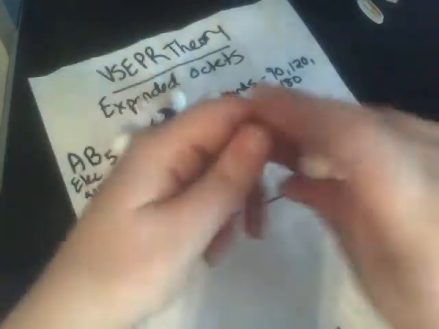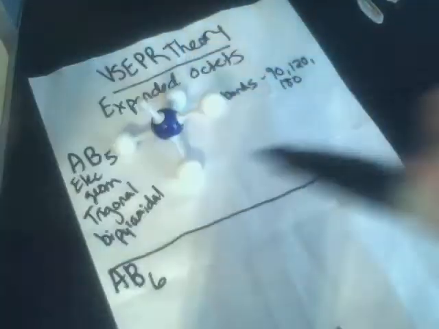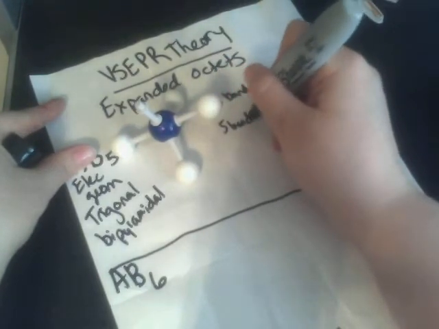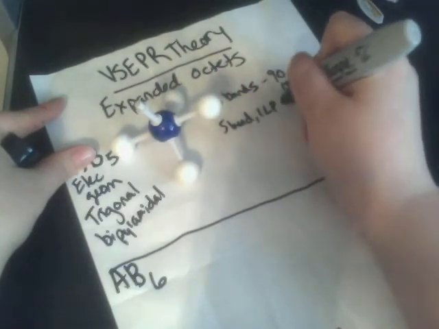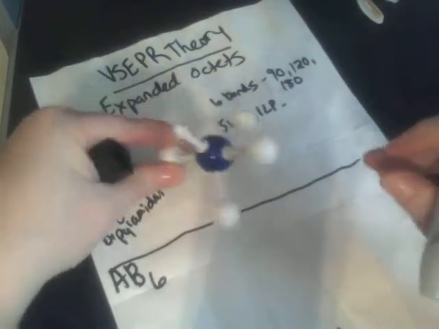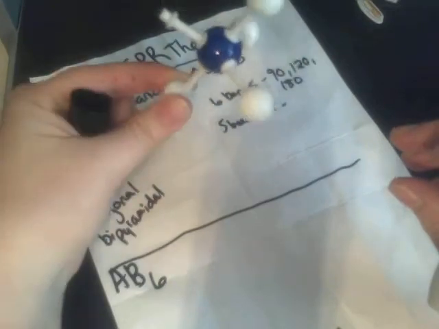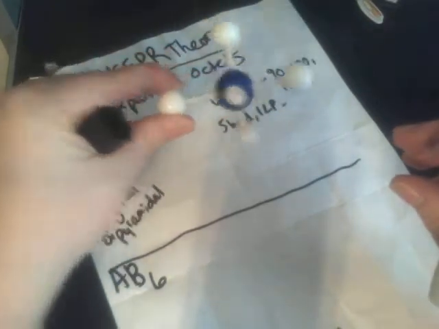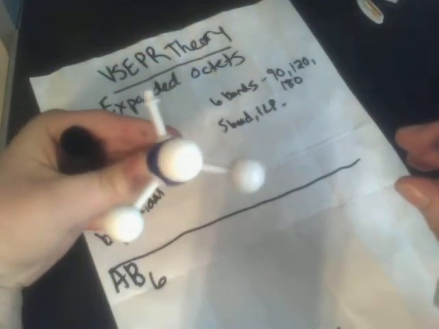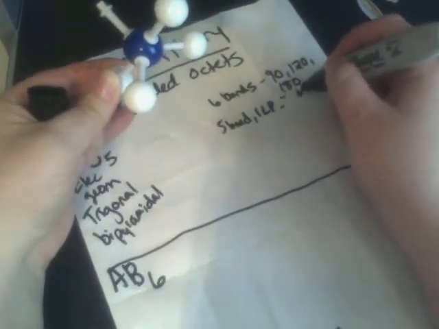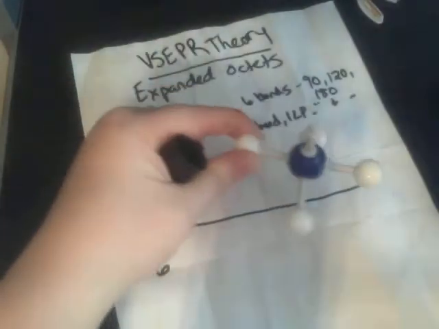So this is, if we had 5 bonds, 1 lone pair. What are the bond angles involved in this? We still have our 180, we still have our 90, and we still have the 120 between those. So it's all the same ones, right? All the same ones from that.